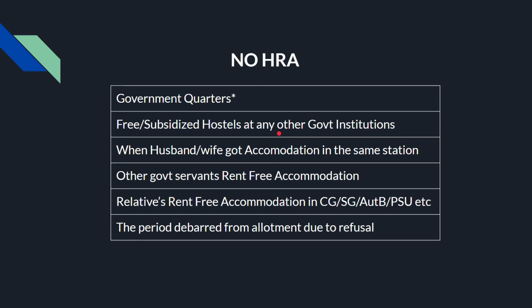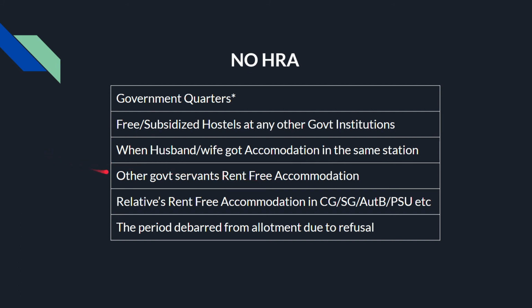Okay. When a husband or wife gets accommodation in the same station, there is a husband and wife working together, and both are working in the same station, in the sense of the same city, then HRA will not be provided. You understand? Even if both of them are working in separate organizations but in the same station, then also HRA will not be provided.